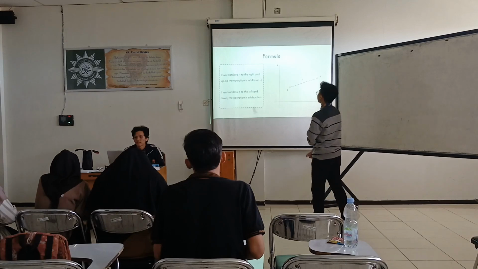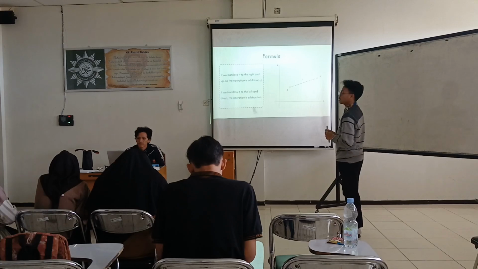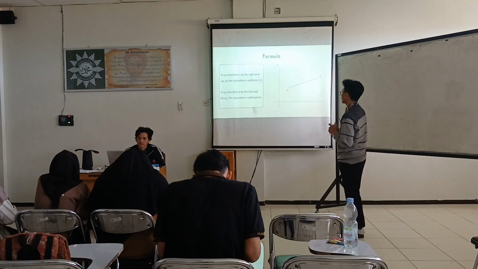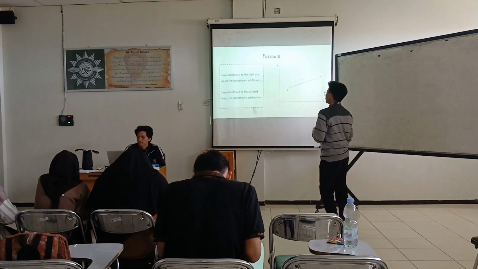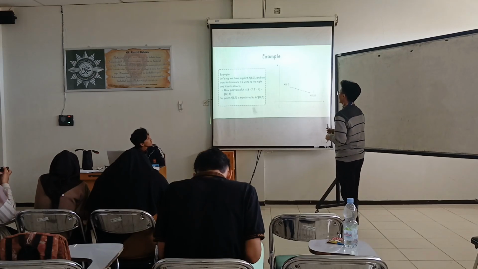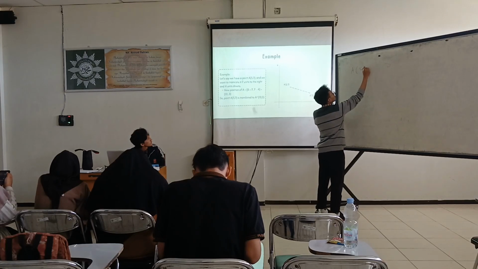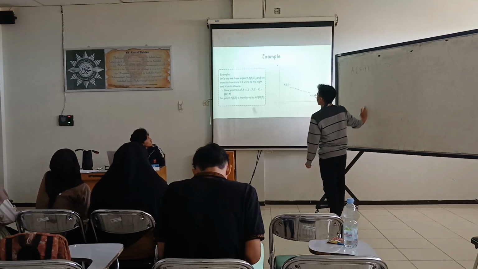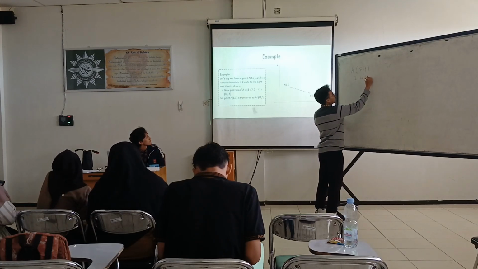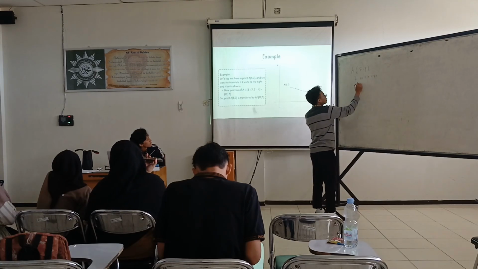The formula of translation. If we translate it to the right and up, the operation is addition, plus. And if we translate it to the left and down, the operation is subtraction. Next. So we go to the example. Let's say we have a point A, 5 and 7. And we want to translate it 7 units to the right and 4 units down.